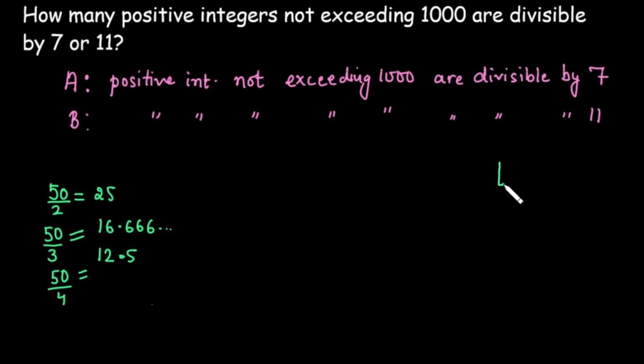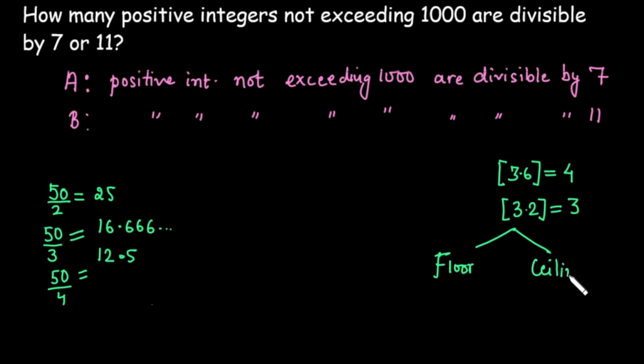As everyone knows, this function indicates the step function or the greatest integer. If I write 3.6, this will give us 4. And if we have 3.2, the greatest integer gives the value as 3. Similarly, we have two more functions. One is called the floor function, and another is called the ceiling function. The floor function is represented by this form and the ceiling function is represented by this form.